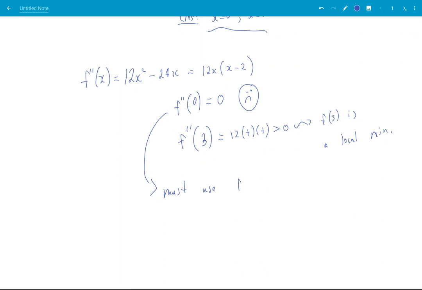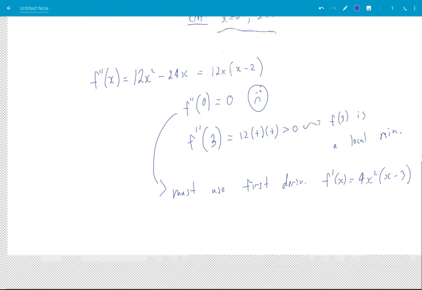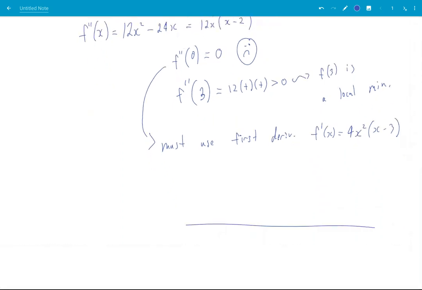I'm going to need to use the first derivative, which was, what was it? f prime of x is equal to, all factored up, 4x squared times x minus 3. So I do the first derivative test. I make my number line. Again, I'm only doing this because I got this 0 up here.